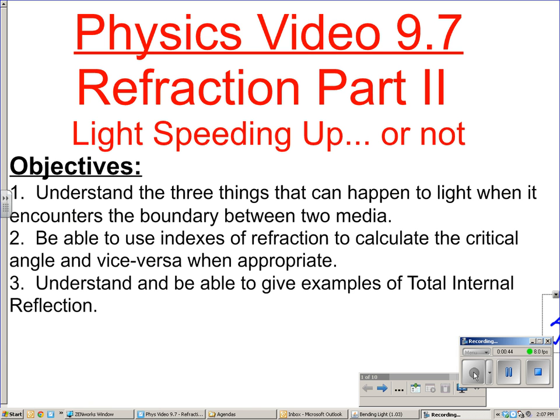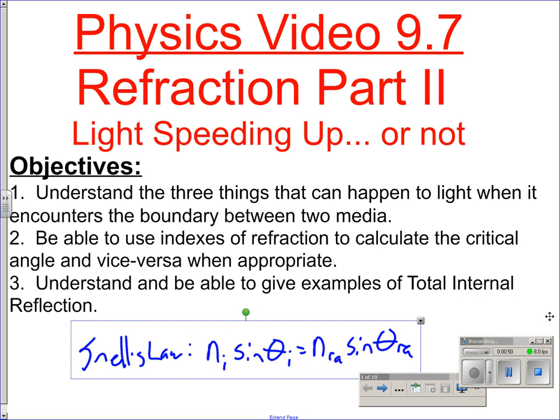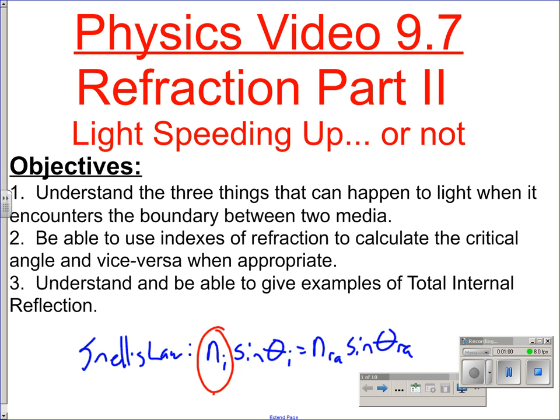All right. So like I said, in the last video, we already talked about refraction a little bit, and we learned Snell's law, which said this. All of the examples in the last video were examples in which your object went from a small index of refraction into a larger index of refraction. So if you look back at your notes from the last video, all of them had this. That caused the light to bend a certain way.